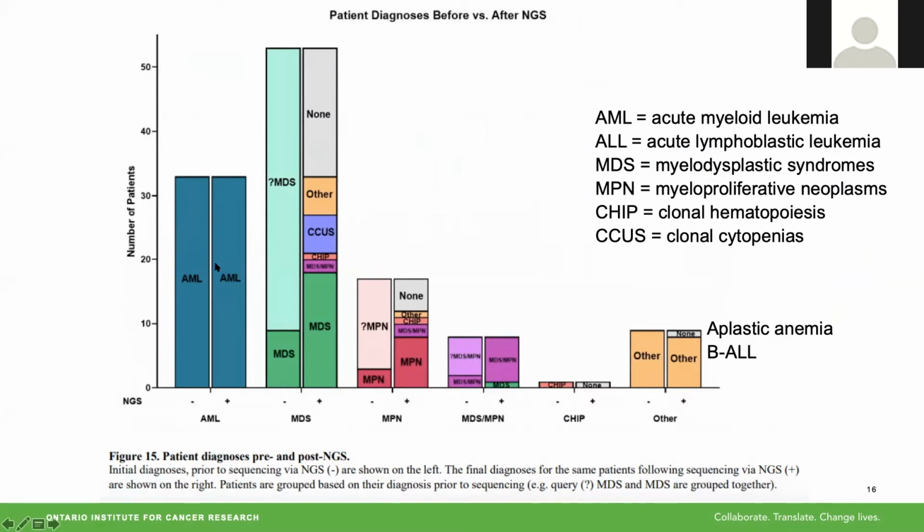But where it had the greatest impact for diagnosis purely was when clinicians were wondering, does this patient have MDS? Do they have a myeloproliferative disorder, overlap disorder? That was where we really made an impact in clarifying or achieving the diagnosis.